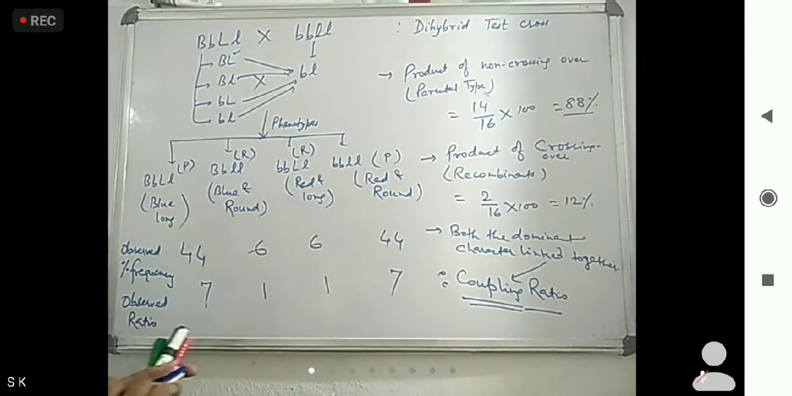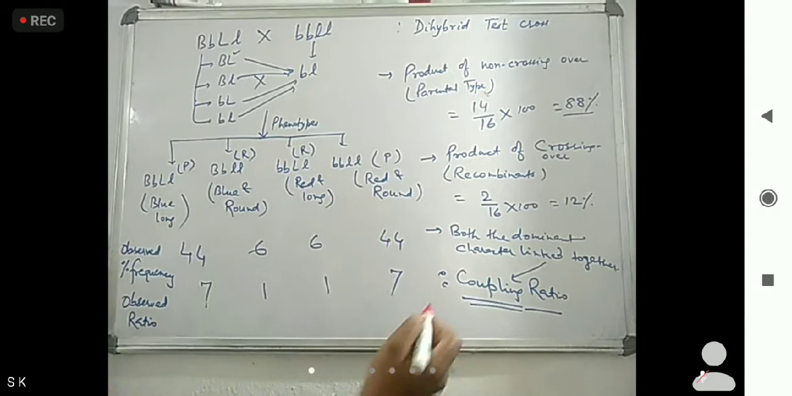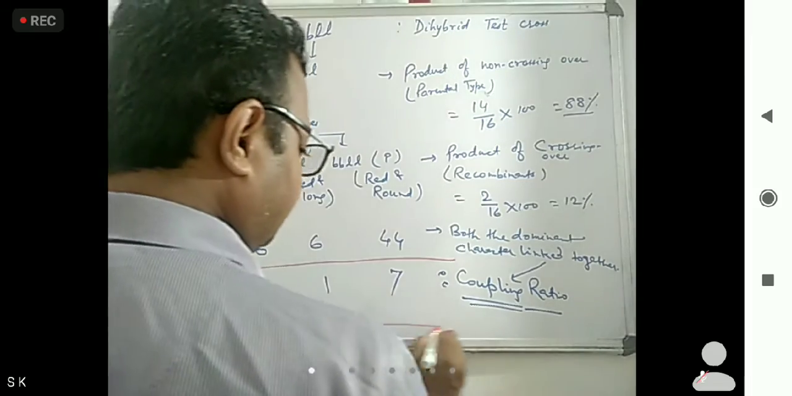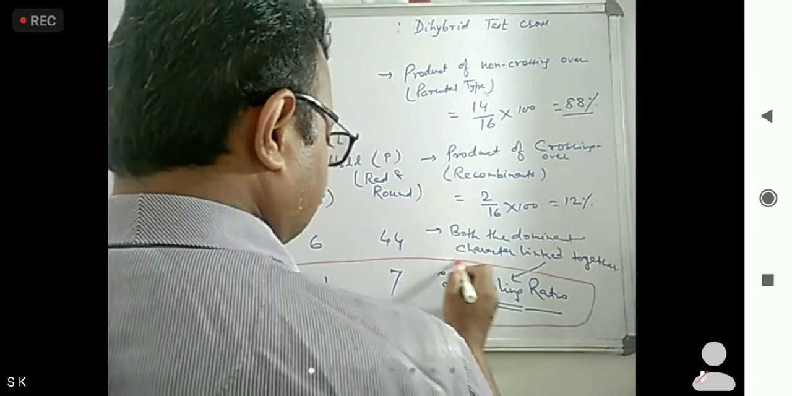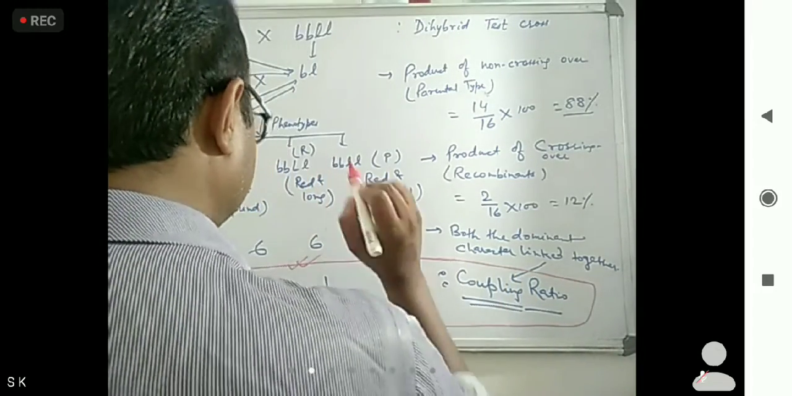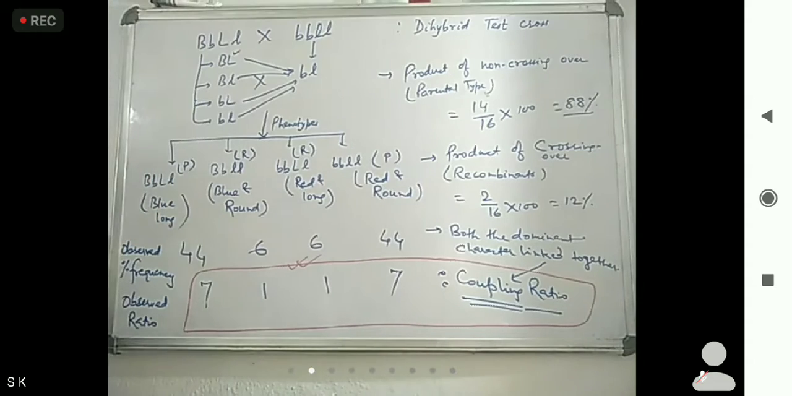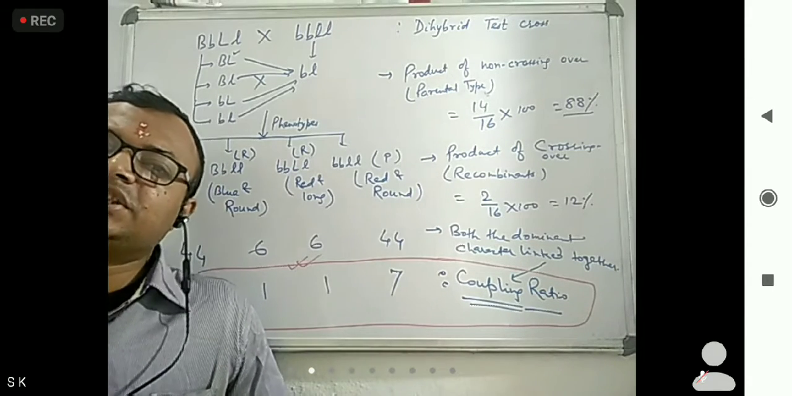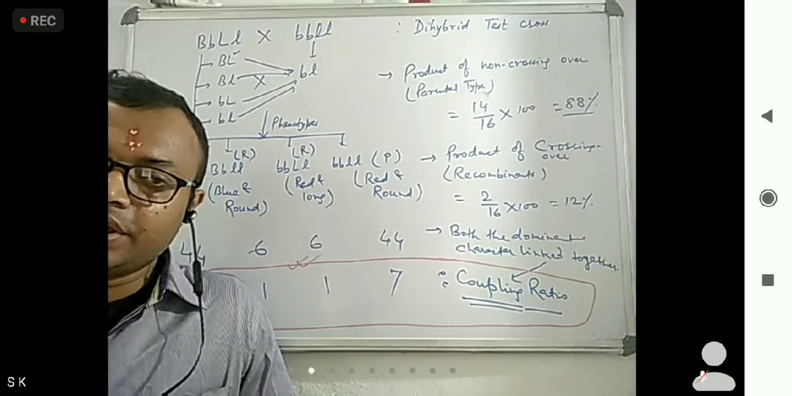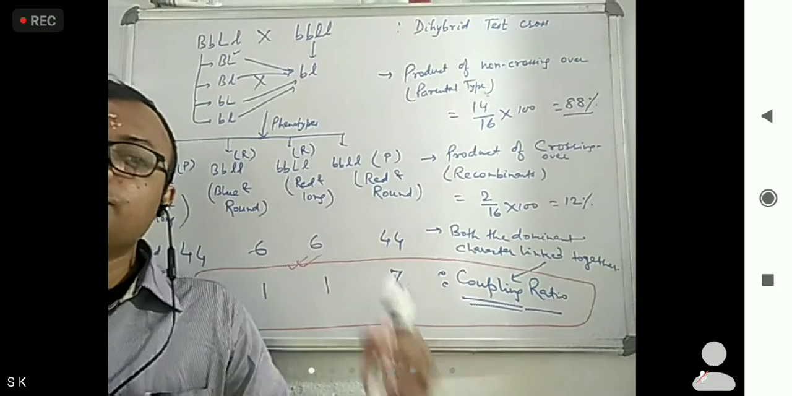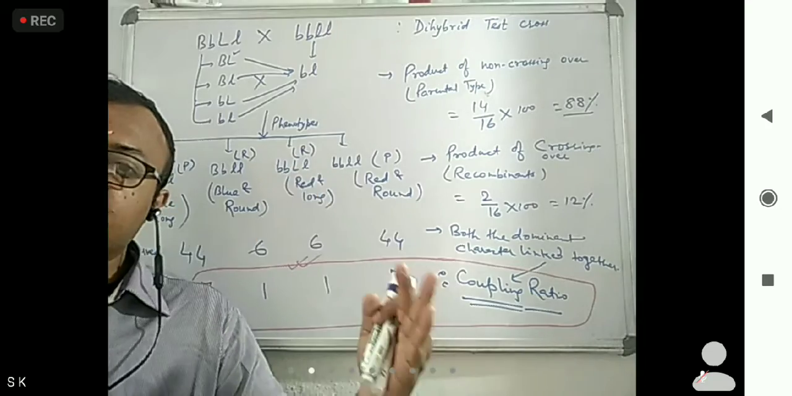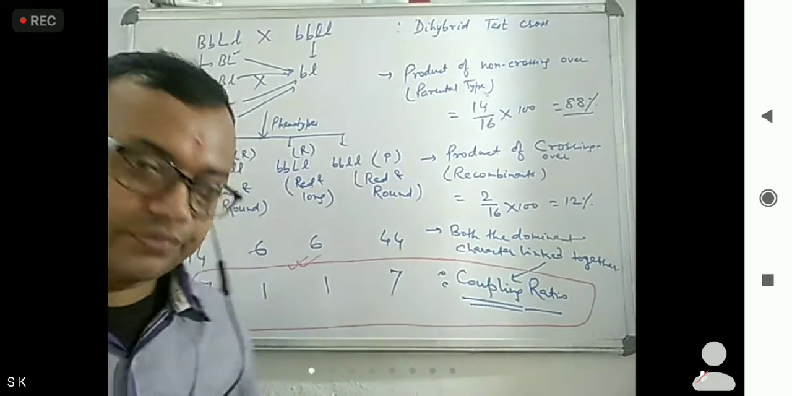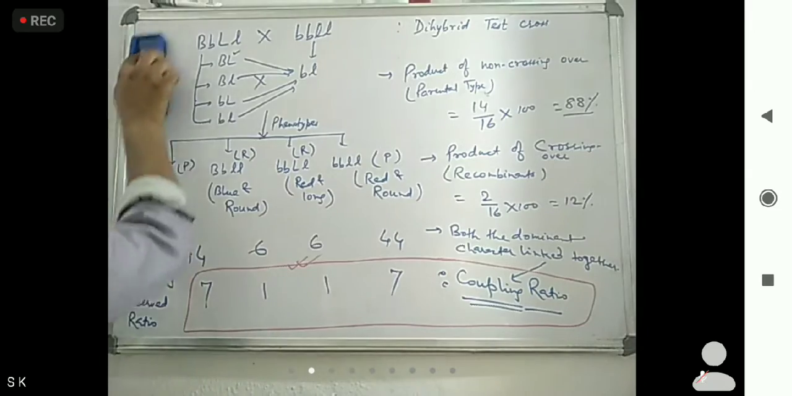Now, question already asked that what is the coupling ratio? So coupling ratio is 7:1:1:7. This you have to remember. Okay. Now, again, what does this Bateson and Punnett change the parent? Okay. And again, the same combination he observed. So what are the things came that we have to see in cross 2? Come on that, cross 2.